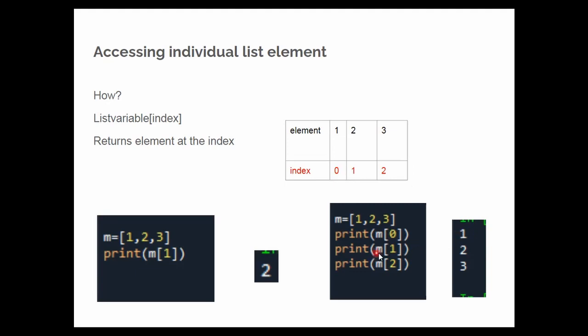What is present at index number 1 here? What is present in index number 1 is 2. So because of this print statement, value 2 will be displayed. Now what is present in m of 2? At index number 2, 3 is present. Because of that, we will get the value 3.